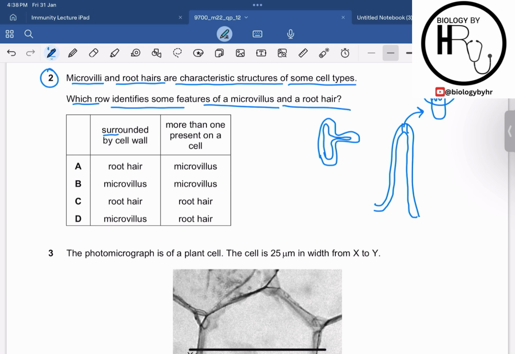Now basically they are saying surrounded by the cell wall. So we all know that root hair is surrounded by a cell wall, right? Because it is in the plant cell. Present more than one on a cell, right? More than one on a single cell. If you talk about this structure which I have drawn over here, in the epithelium of the villi, we can see the microvillus cells which are more than one on one cell, right? These are the microvilli which are more than one on one cell. Similarly, if we talk about the root hair cells, so root hair cells has only one extension, right? So the correct answer to this question should be option A, right? I hope that this is clear to all of you.